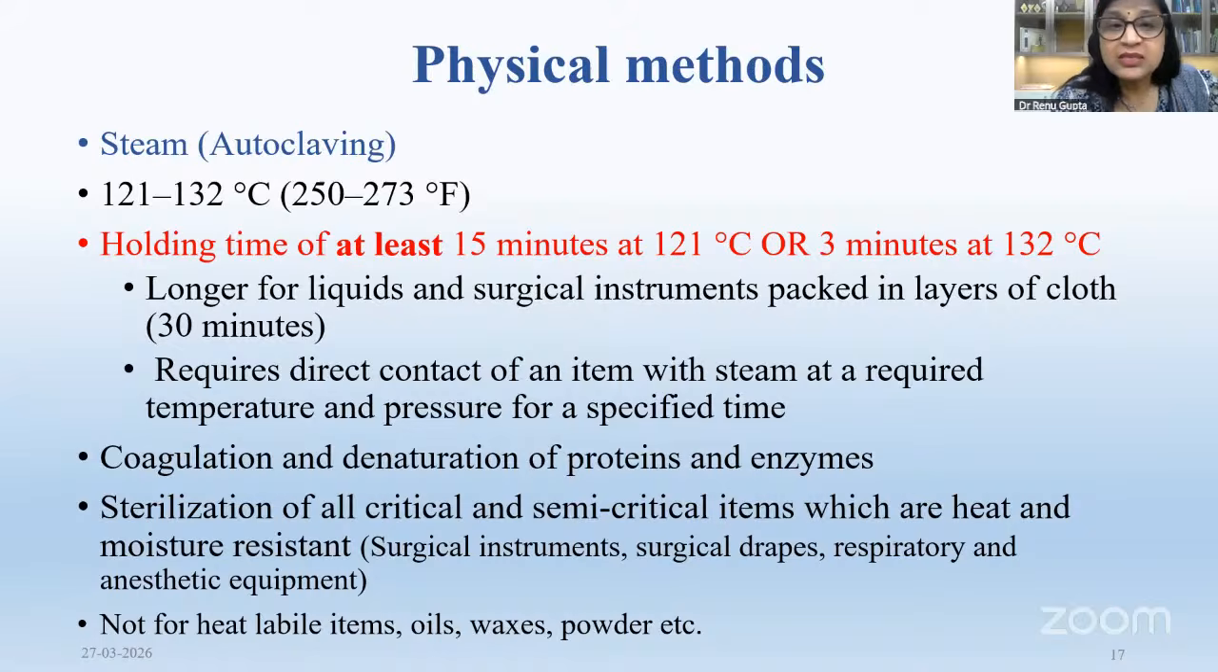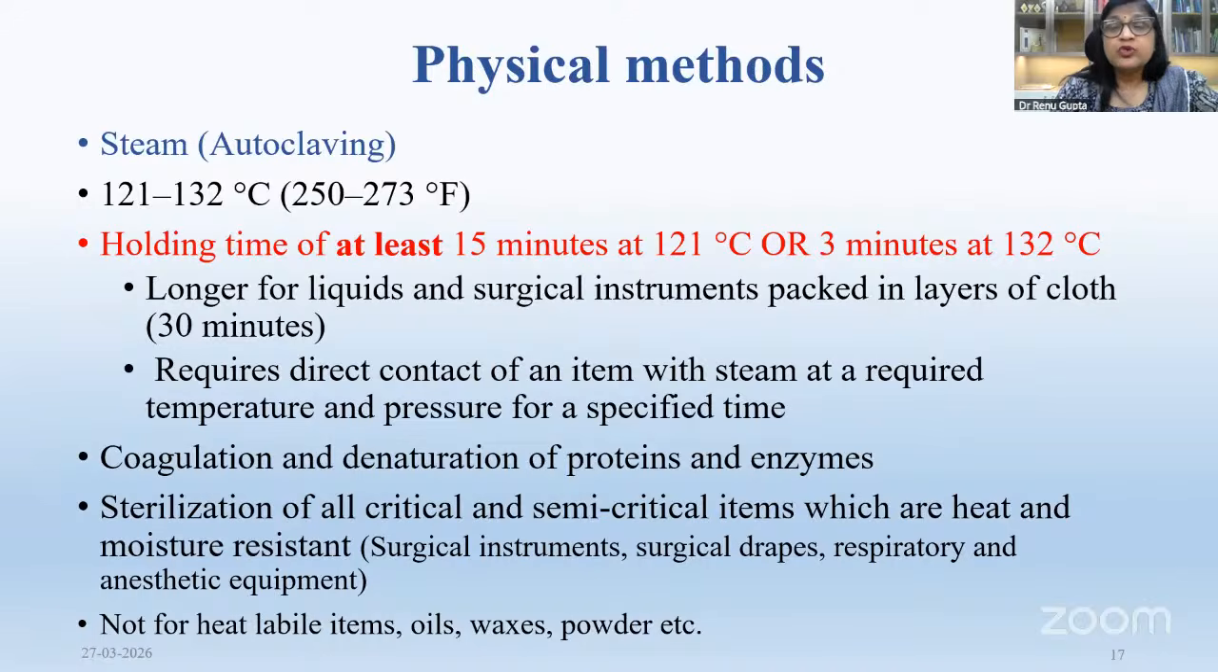One very important message: this time of 15 minutes is after the autoclave has reached a temperature of 121 degrees centigrade. If you increase the temperature further or increase the pressure, your time will decrease. One important thing which you should remember: autoclave is not used for items which are heat labile, because it is a very high temperature of 121. Your endoscopes cannot be sterilized, nor your rubber material and plastics, because they will get spoiled at 121 degrees centigrade.